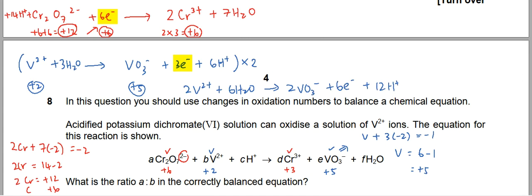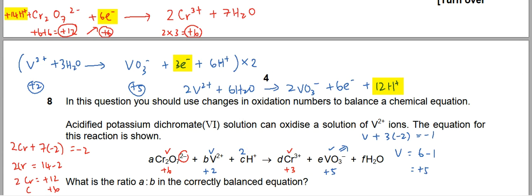So we can check one by one. First, we look at the protons. 14 on the left, 12 on the right, so overall 2 on the left hand side.